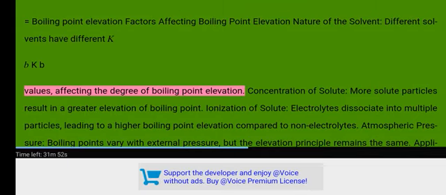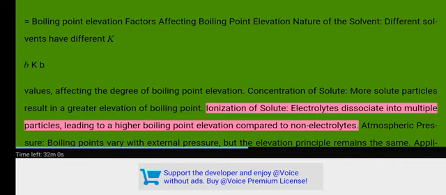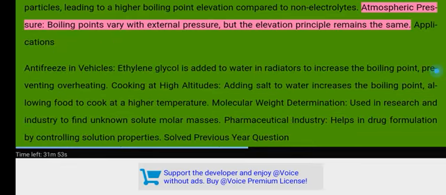Values affecting the degree of boiling point elevation. Concentration of solute: more solute particles result in a greater elevation of boiling point. Ionization of solute: electrolytes dissociate into multiple particles, leading to a higher boiling point elevation compared to non-electrolytes. Atmospheric pressure: boiling points vary with external pressure, but the elevation principle remains the same.